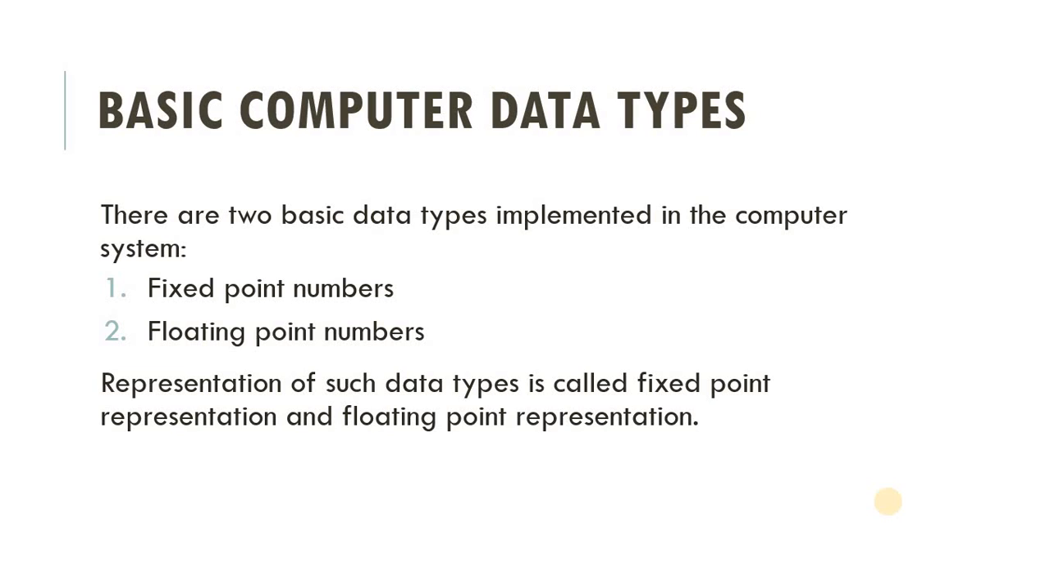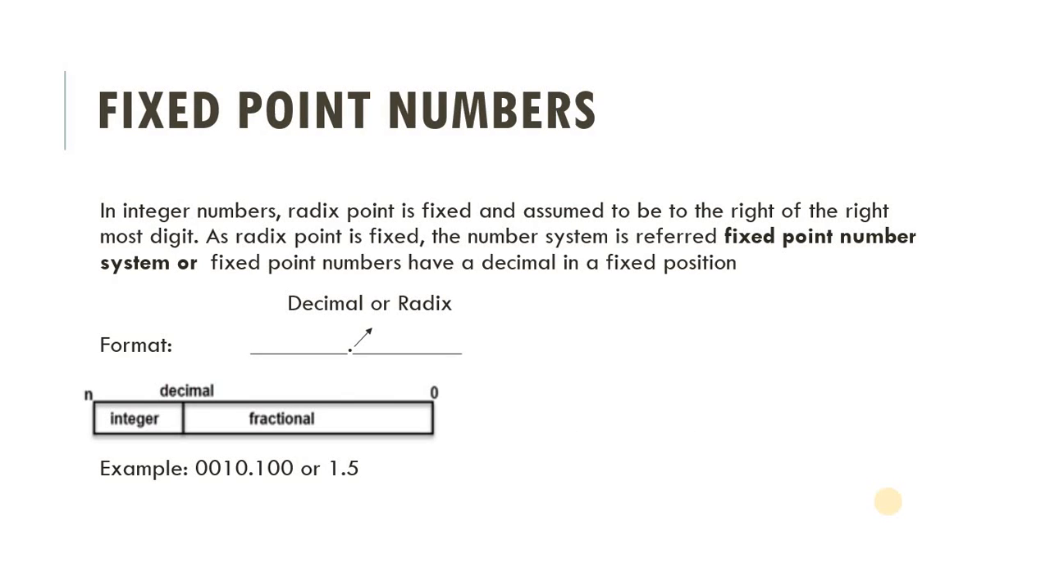So let's start with the fixed point representation. In integer numbers, the radix point is fixed and assumed to be to the right of the rightmost digit. As the radix point is fixed, the number system is referred to as a fixed point number system. Another definition: a fixed point number has a decimal in a fixed position. The radix point means the decimal point, or the dot. Suppose we are writing 125 here. It is an integer number and the radix point is at the right position.